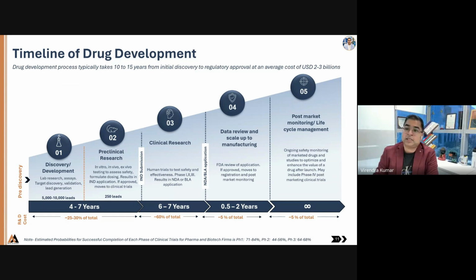But if the product is reaching approval and commercialization, then it is the responsibility of the company to also achieve commercial success, which means the product is good enough, it's a good market fit, it is prescribed by physicians, and it is also used by patients. Next slide.